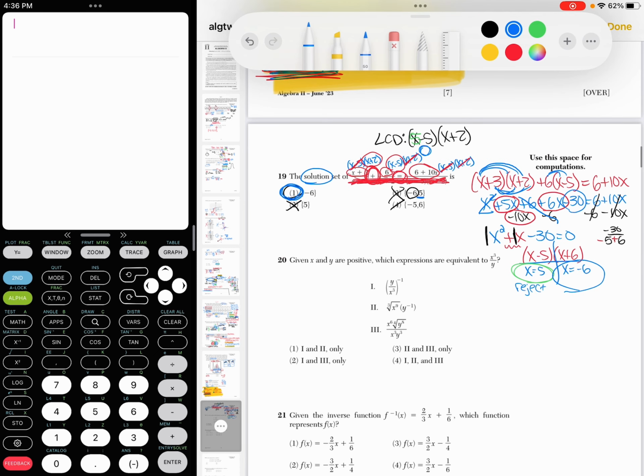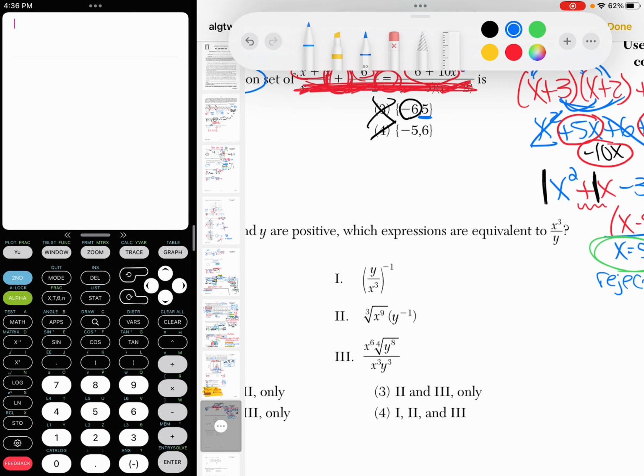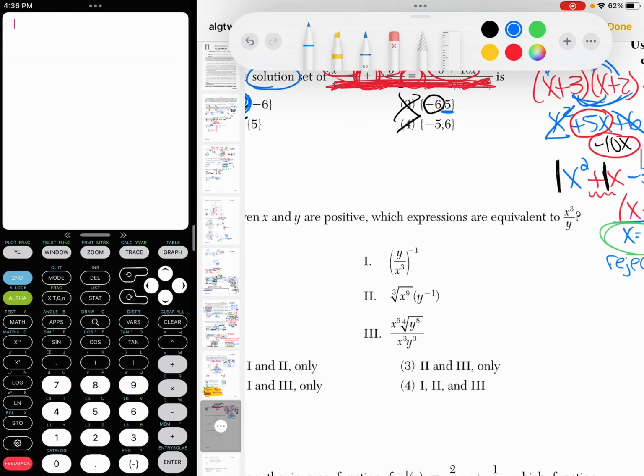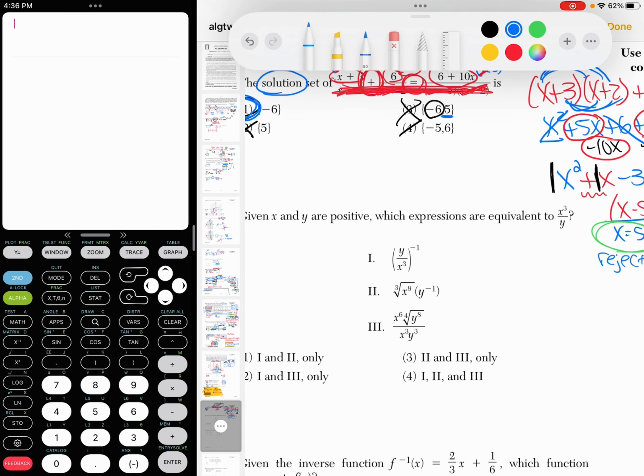All right, number 20, given x and y are positive, which expressions are equivalent to x to the third over y? So there's a few different ways to do this question, but the big one here is equivalent to. You can use that shortcut I showed you earlier. I will go over that after I go over it the right way. So the right way is doing a bunch of exponent rules for all of these.